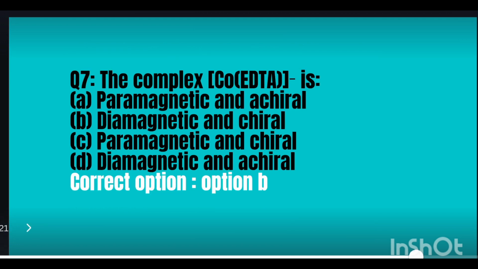The complex Co-EDTA minus is: paramagnetic and chiral, diamagnetic and chiral, paramagnetic and achiral, diamagnetic and achiral. The correct option is option B. We'll see this question in detail.